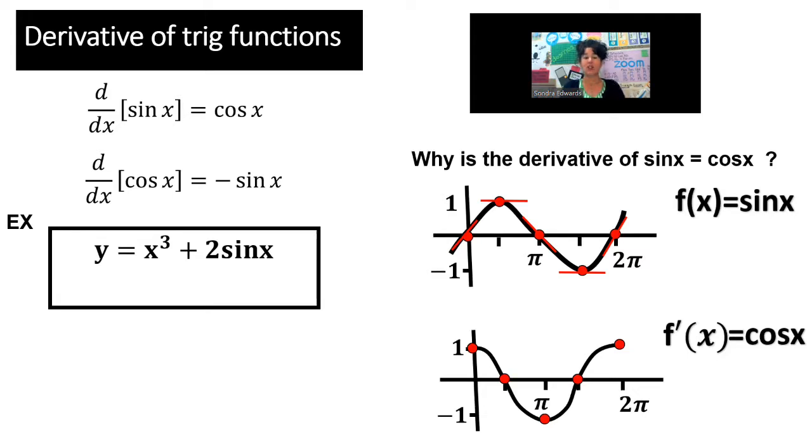Let's say I want to find the derivative of y equals x to the third plus 2 sine x. Well, for the derivative of x cubed, we can just use the power rule. The 3 goes to the front, subtract 1 off the exponent, so we have 3x squared.